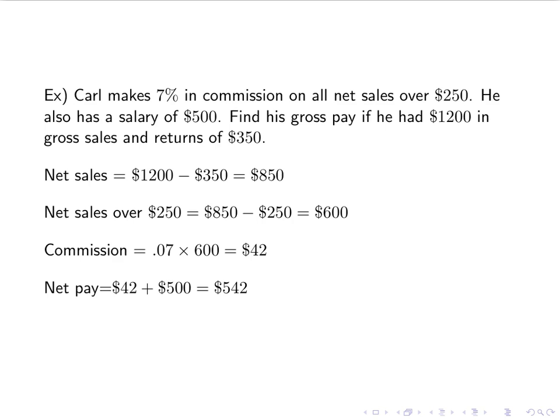So his gross pay, rather. His gross pay, I definitely should say gross, not net. Gross pay is $542.